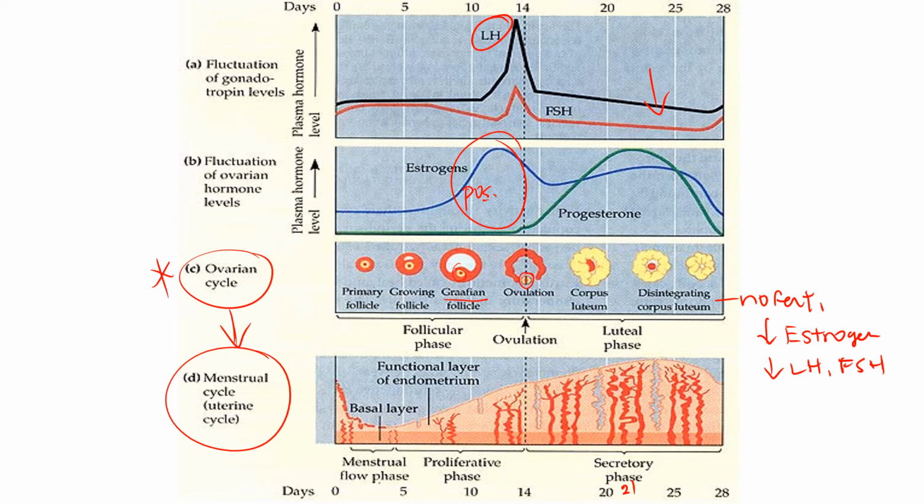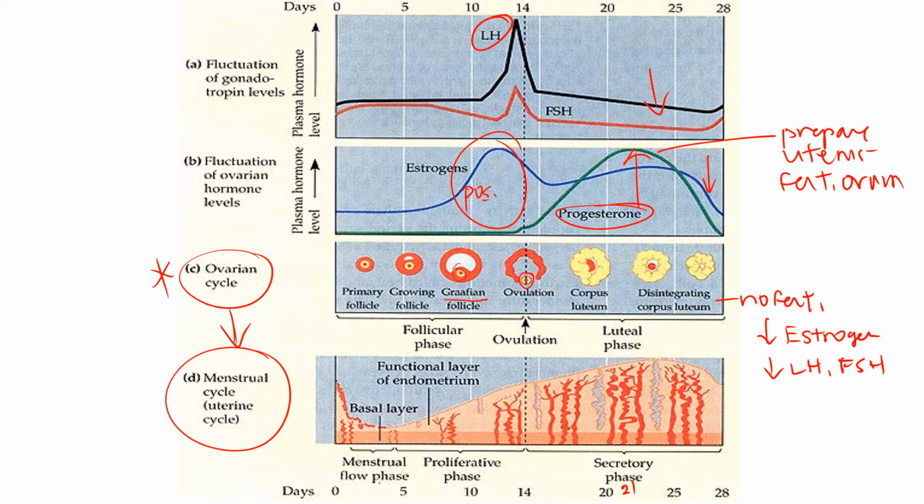You'll notice that estrogen levels will also tend to decline by the end of the secretory phase. But why do progesterone levels, why do they stay high? Progesterone stays high because they help prepare the uterus for what? Fertilized ovum.